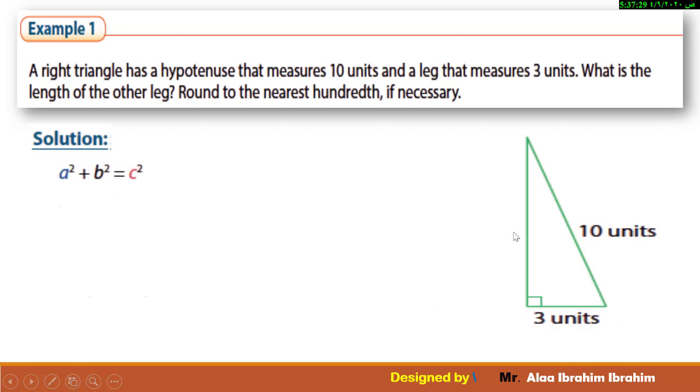So this is a, this is b, this is c. So this c is important. This is my hypotenuse. I have to know the hypotenuse to find my result. So I need to find the side.